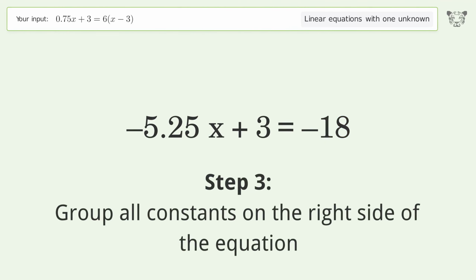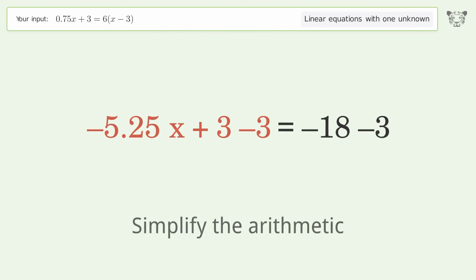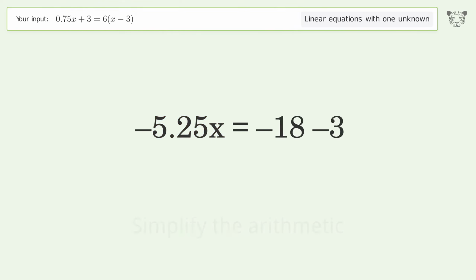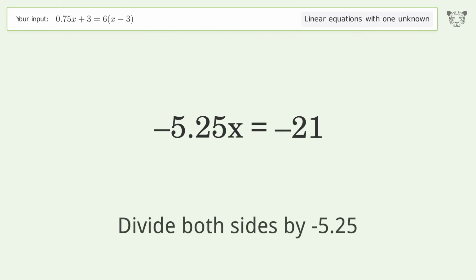Group all constants on the right side of the equation. Subtract 3 from both sides. Simplify the arithmetic. Isolate the x. Divide both sides by -5.25.